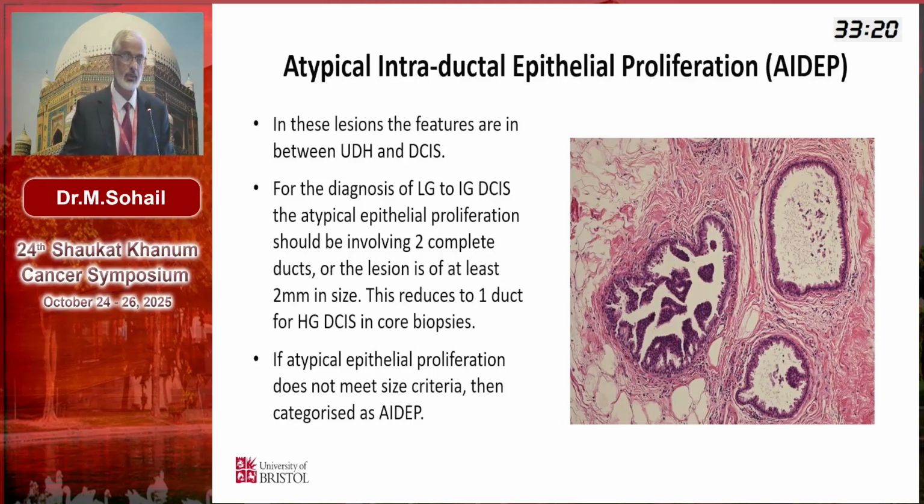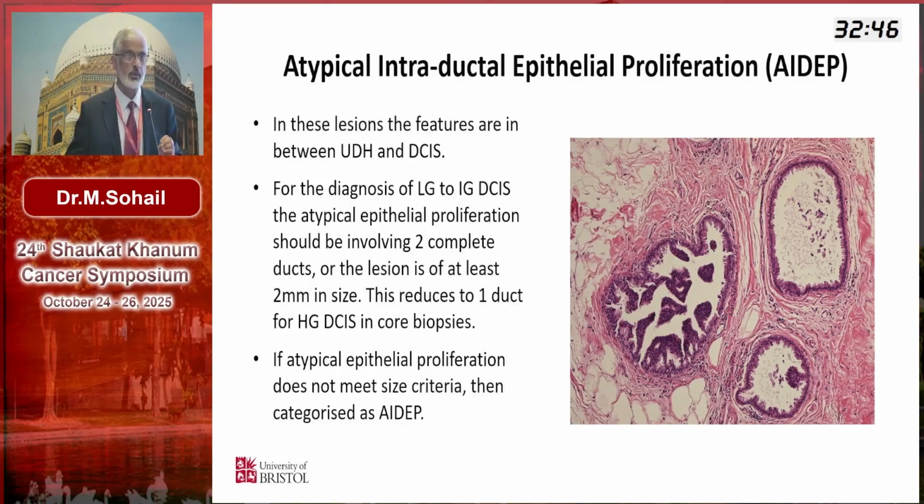When we say usual type ductal epithelial hyperplasia, which is a completely benign condition, we call this B2, and these patients don't need any further sampling. Whereas if we say DCIS, then they go for excision and are classified as B5a. But ADH differs from DCIS not in quality but basically in quantity. If the lesion is less than 2 millimeters or involves less than 2 ducts, then we call it AIDEP.